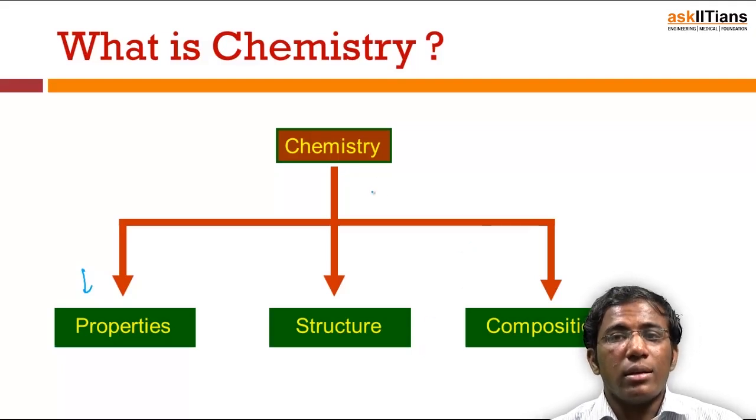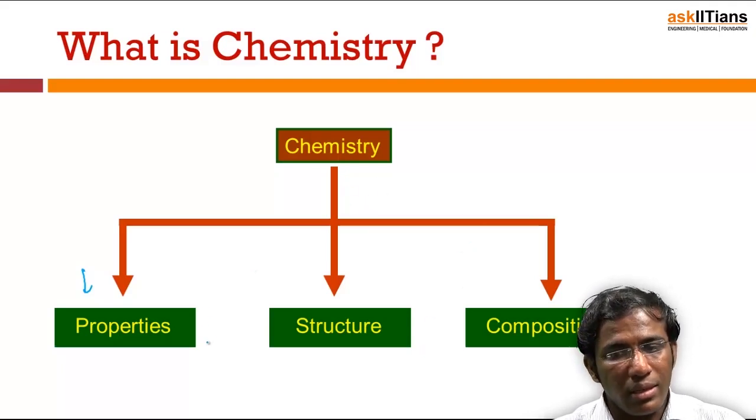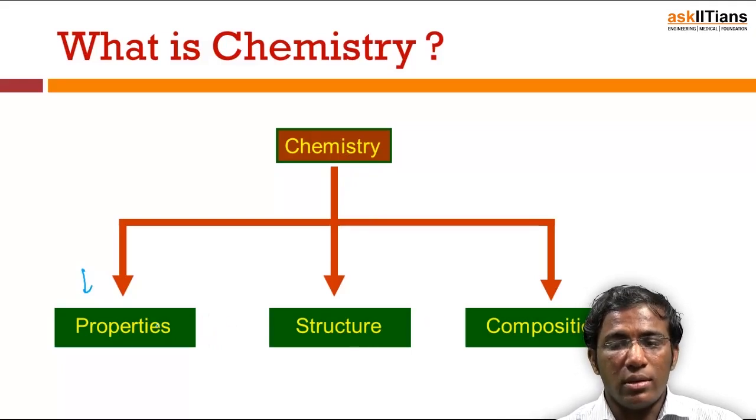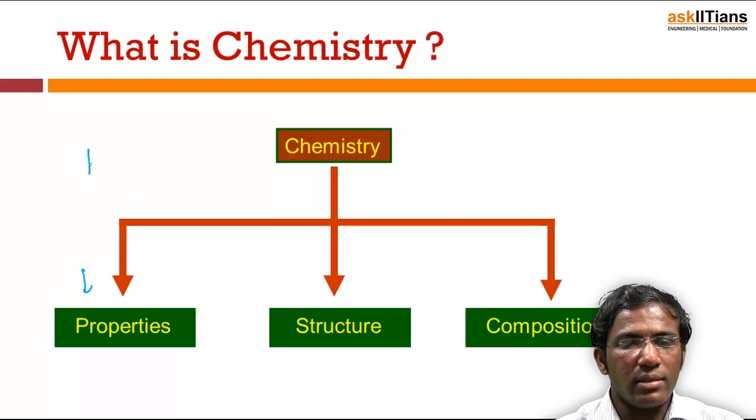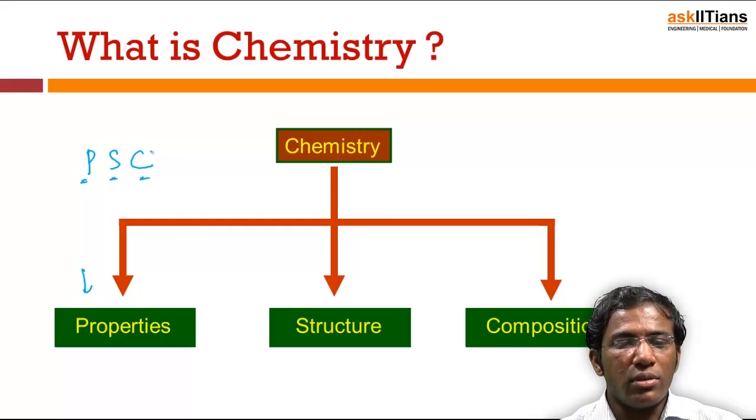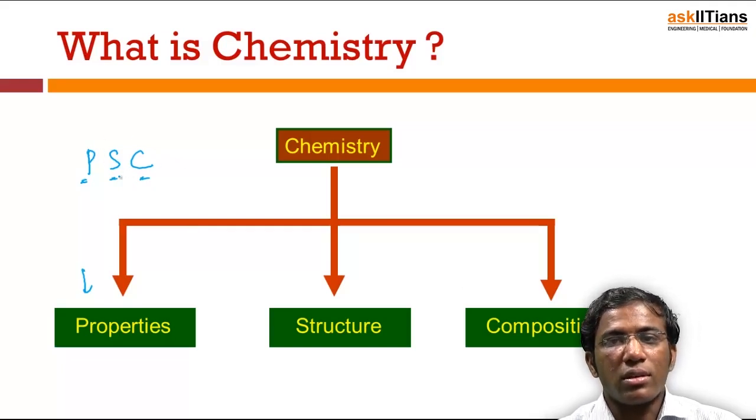So basically in chemistry, we study these three things. One is properties, another is structure, and another is composition. So that is P S C: properties, structure and composition. Chemistry is the study of the properties, the structure and the composition of chemical substances.